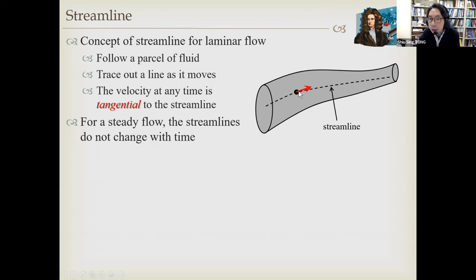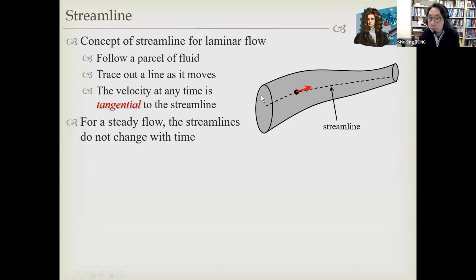Because this is a trajectory of the flow, the velocity of the particle of fluid at a certain instant must be tangential to the streamline. So we draw a red arrow to represent the velocity at this position, and the arrow is tangential to the streamline.